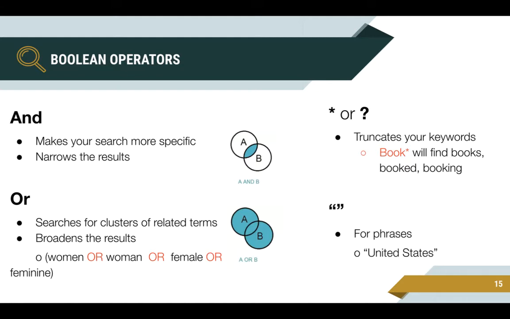Using an asterisk or a question mark does what's called truncating your keywords. So if we have the word book with an asterisk, you will find books, booked, booking, etc. And something that's important to note as well, and something that's helpful even for Google, any sort of search tool, is using quotation marks for phrases. So here we have United States. We're going to use quotation marks around it so we find United States as one phrase rather than United or States.